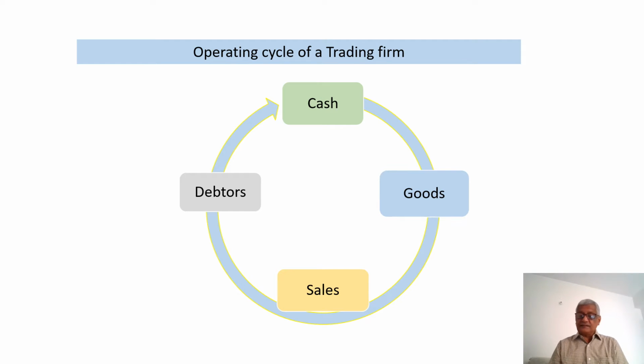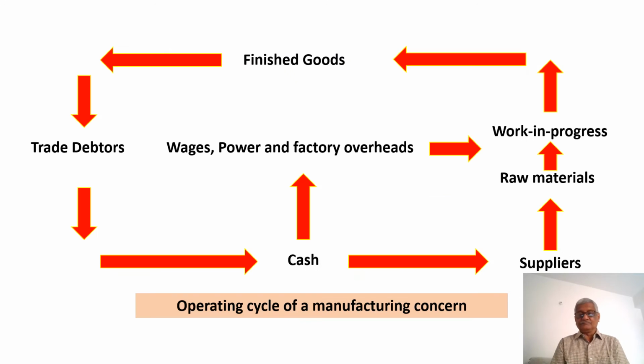Now let us understand the operating cycle of a manufacturing concern. There is cash. He pays the suppliers and purchases the raw material. He also uses the cash for payment of wages, power, and factory overheads. The raw material together with these inputs like wages, power and factory overheads makes it work in progress. Work in progress means the goods undergoing the process of conversion from raw material to finished goods. It has moved away from raw material, but it has not become finished goods. So it has become work in progress.